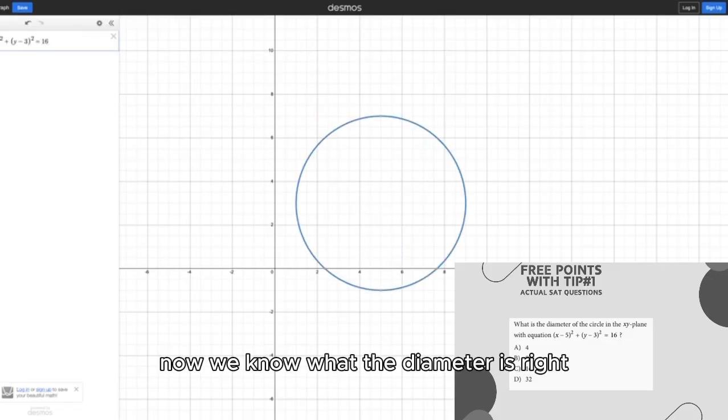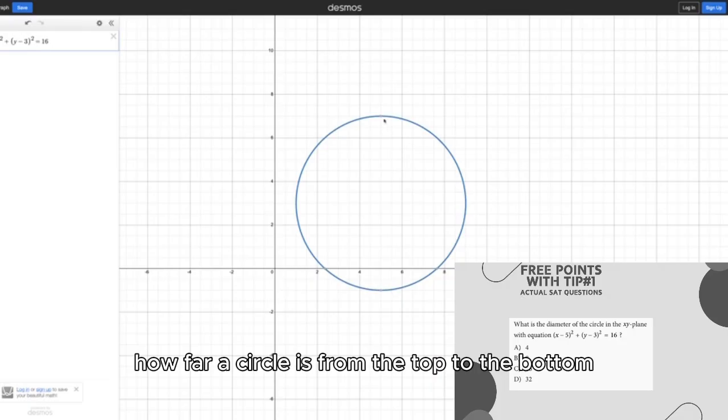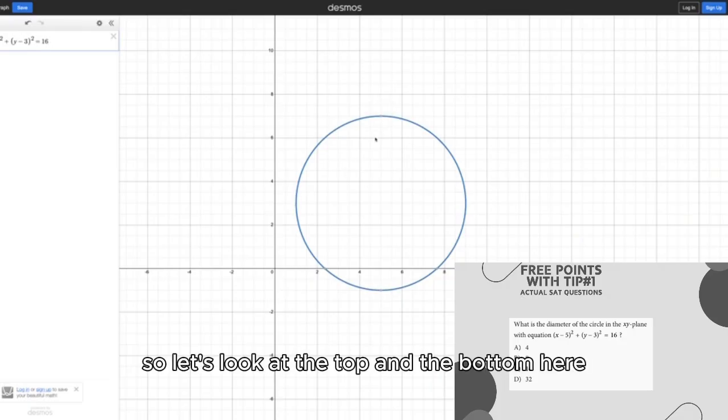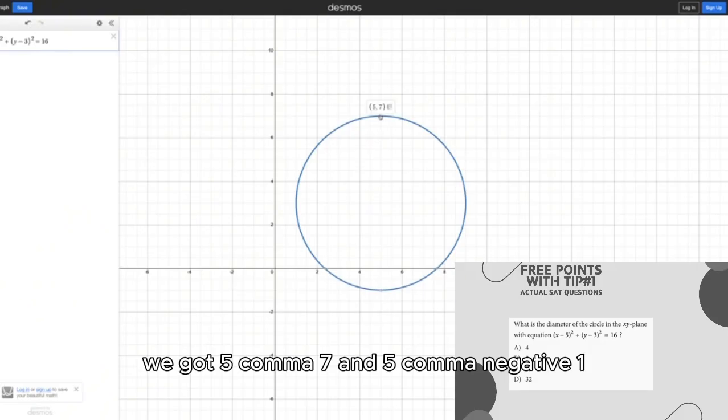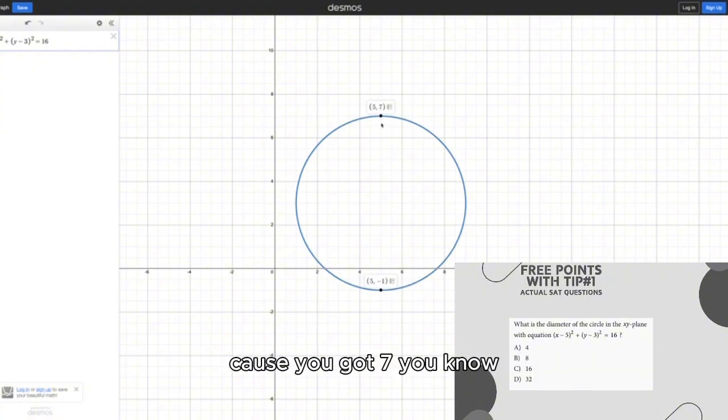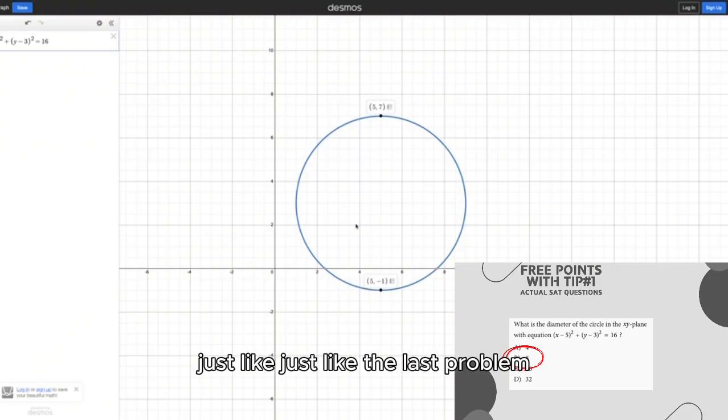Now, we know what the diameter is, right? The diameter is how far a circle is from the top to the bottom, or from the left to the right. So let's look at the top and the bottom here. We got (5, 7) and (5, -1). Now the distance from here to here is going to be 8, right? Because you got 7 minus negative 1, that's going to be 8. So the answer would be B here. Just like the last problem, Desmos is saving us a good amount of time.